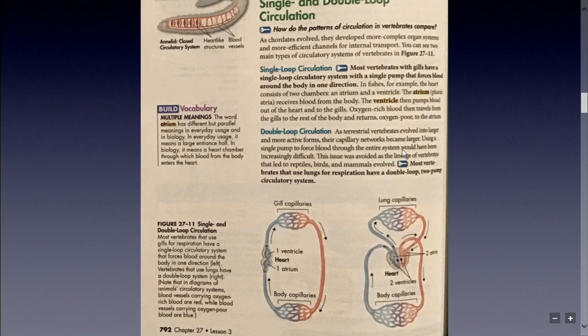This allows for a lot of terrestrial or land vertebrates that have a backbone to become much larger and more active. So it's almost limitless when you have a double loop circulatory system and what it can sustain, because the capillary networks can become so much larger.